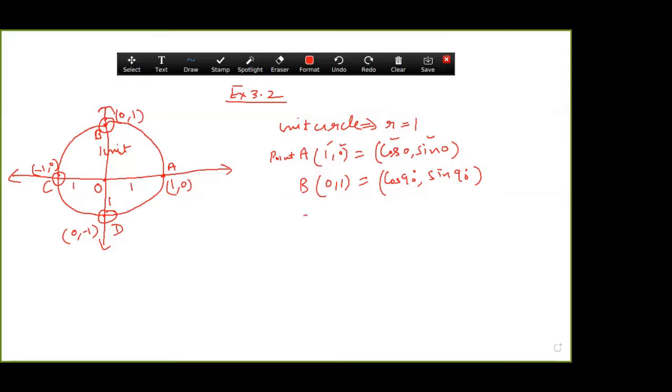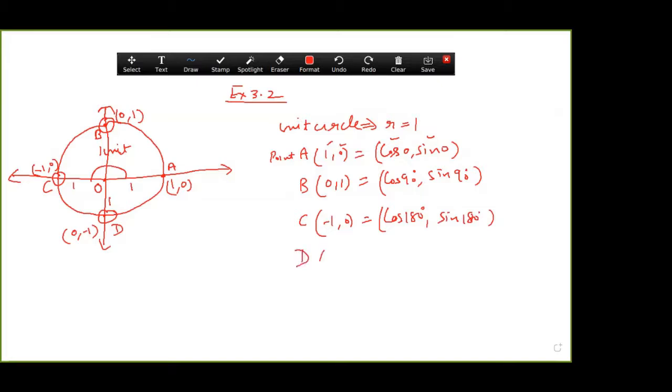Now come to the point C. Now we are going further. Angle becomes now 180 degree. C has coordinates minus 1 and 0. So the coordinates give you the value of cos 180 degree and sin 180 degree. The value of cos 180 is minus 1 and sin 180 is 0. Remember it. This is a way to remember.